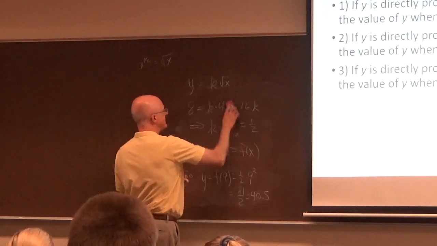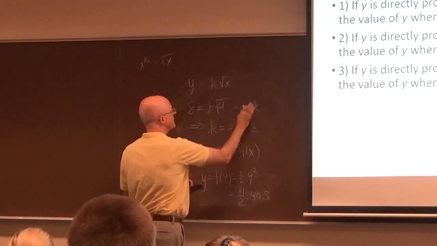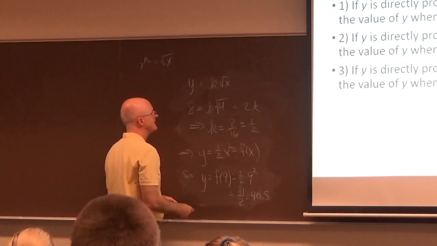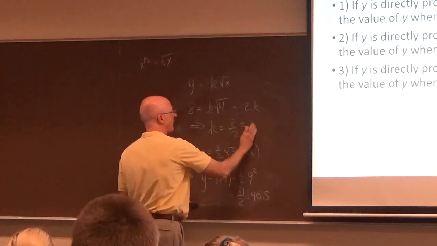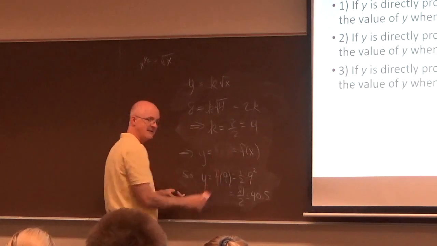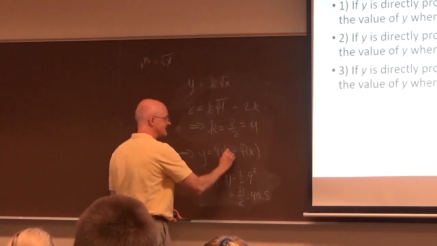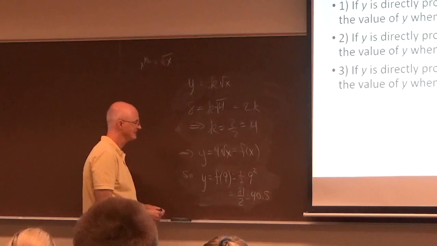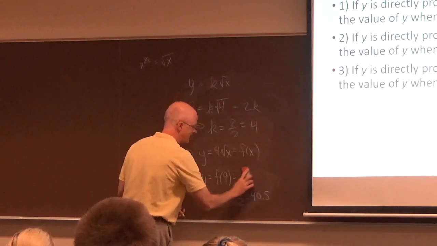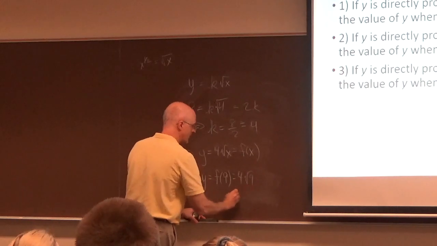So I pick nice numbers here. I get the square root of 4 here now, which is 2. So k is 8 divided by 2, which is 4. And now I'm thinking about not making the same mistake as before. This is going to be 4 square root of x. What's f of 9? I picked a nice number there. 4 times square root of 9 is 4 times 3 is 12.